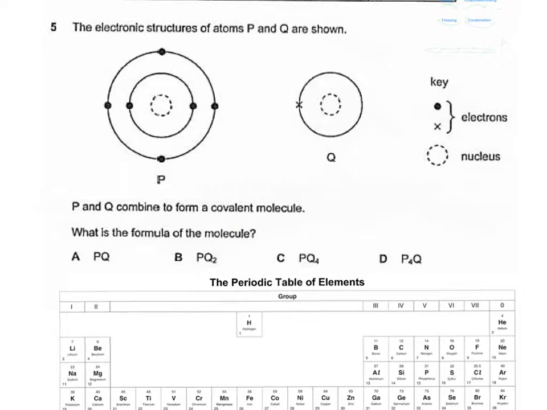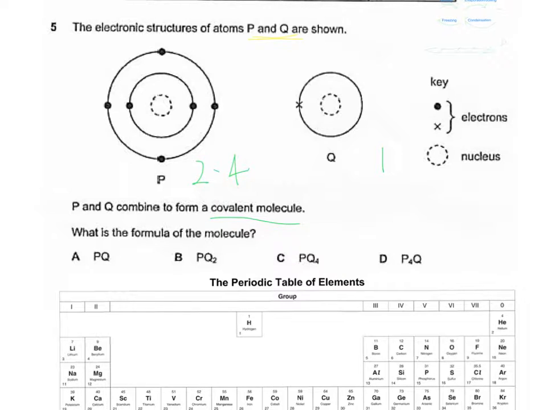Question 5. You're given the electronic structures of atoms P and Q. Now P and Q, they say they form a covalent molecule. So P and Q are most likely non-metals. Let's take a look at the electronic configuration of P and Q respectively. For P, looking at the electrons, it has an electronic structure of 2.4. First shell 2, second shell 4. For Q, it's only 1.